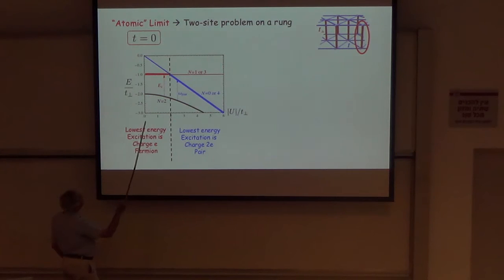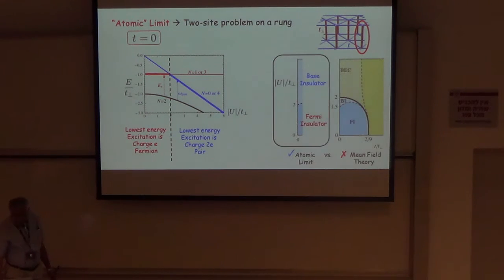At small attraction, of course, the lowest energy excitation is a charge e fermion. However, at large U, the lowest energy excitation is a charge 2e excitation, from n equals 2 to n equals 0 or 4. Okay? And then I can turn on hopping, and whatever these excitations are, they become mobile. But nevertheless, I go from a gapped state to a gapped state. So what this is telling me is that I should go from a Fermi insulator to a Bose insulator, and not from a Fermi insulator to any kind of superconductor. This is a mean field.